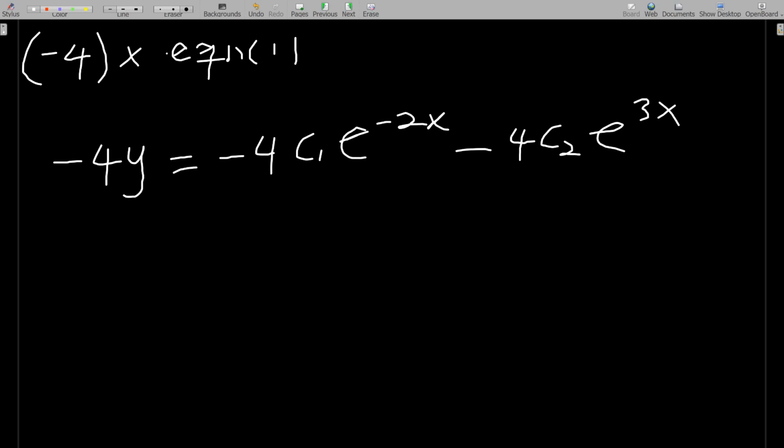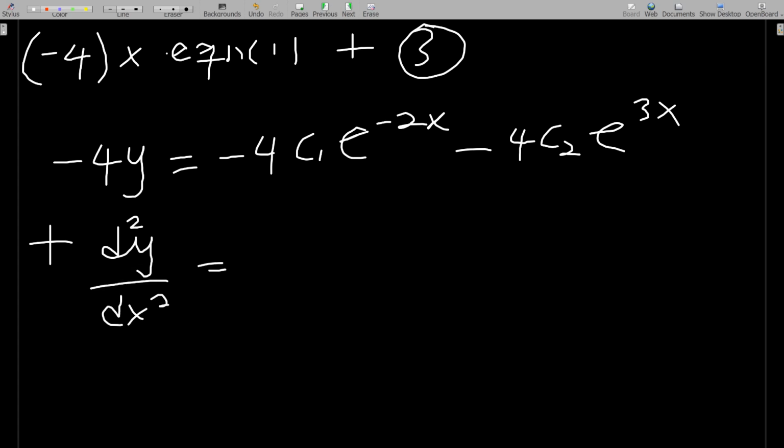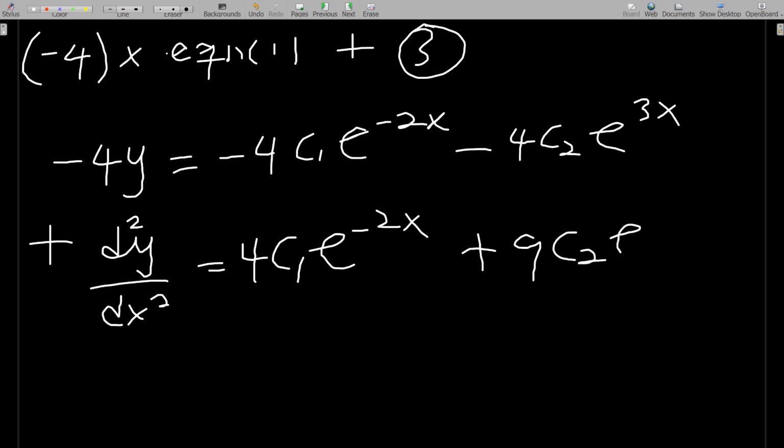Then you add this to equation 3, so it should be negative 4 times equation 1 plus equation 3. So you pick equation 1, multiply by negative 4, then you add it to equation 3. Equation 3 is d squared y dx squared being equal to 4c1 e to the negative 2x plus 9c2 e to the 3x. So you multiply equation 1 by negative 4, then you add it to this.